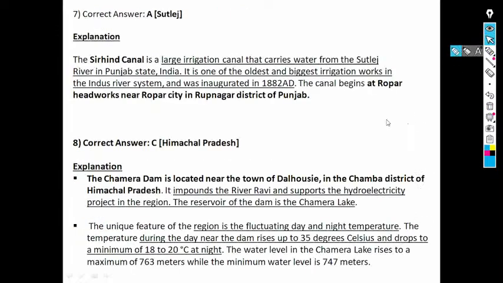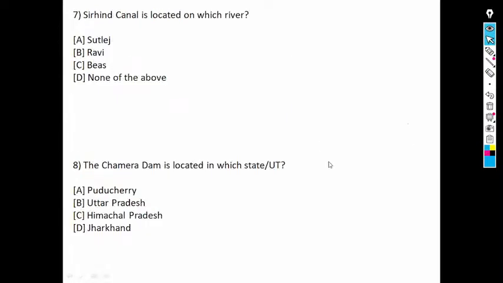Next question. Sirhind Canal is located on which river? Satluj, Ravi, Beas, or none of the above. Sirhind Canal.